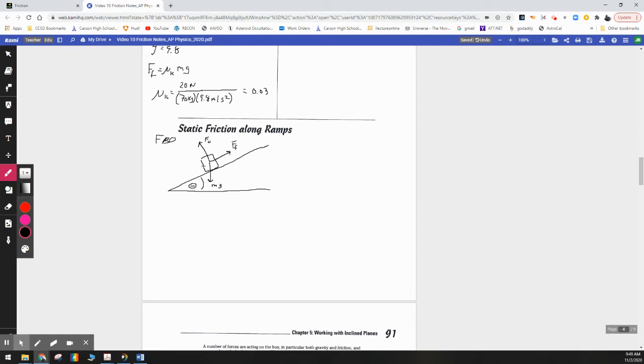Now, let's say this is not moving. So we'll say acceleration is 0. Therefore, velocity is either going to be 0 or velocity is constant. Okay, velocity is constant. So let's say it's not moving.